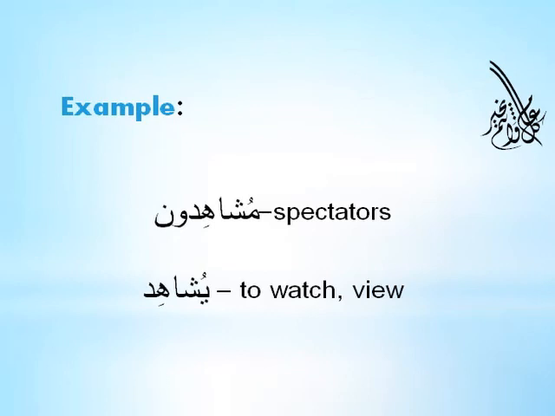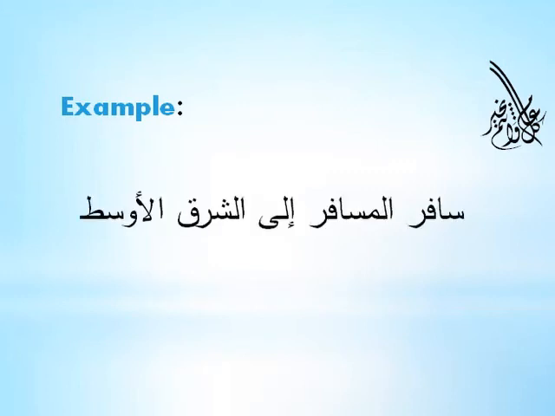Now, you may be saying, well, these patterns look a lot alike. How can we tell which is which? Well, it is the context, of course. Look at the following sentence. This has a measure 3 that you will recognize. Safara al-musafir illa sharq al-awsat.